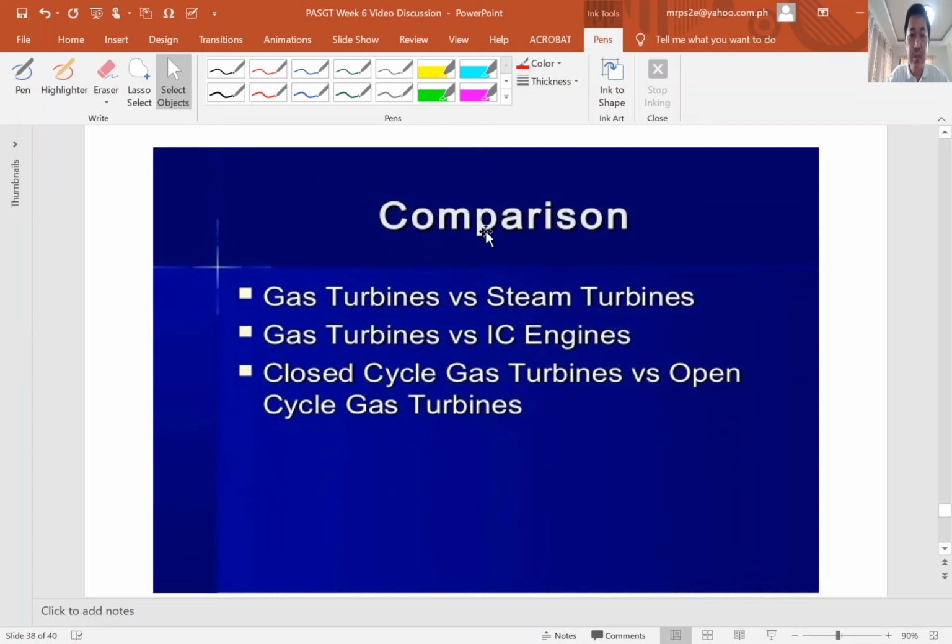Comparison: gas turbines versus steam turbines, gas turbines versus IC engines, closed cycle gas turbines versus open cycle gas turbines.